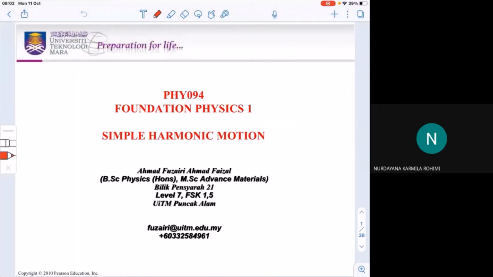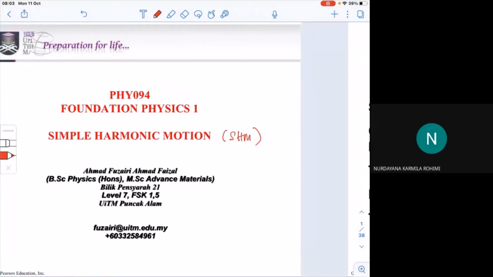Right, so this should be the new topic for today, which is simple harmonic motion. In short form, we call that SHM, simple harmonic motion. Right, so what are the subtopics of simple harmonic motion?